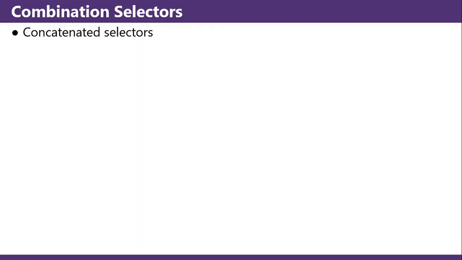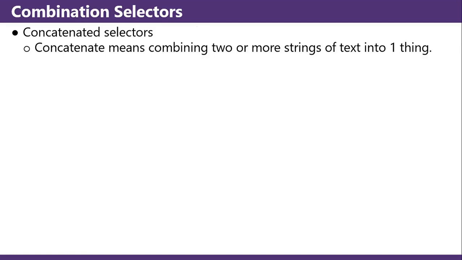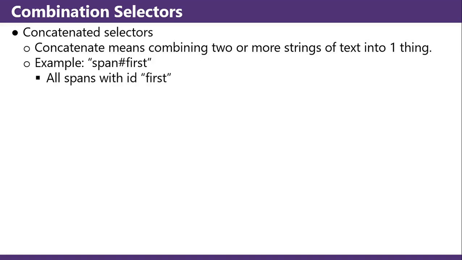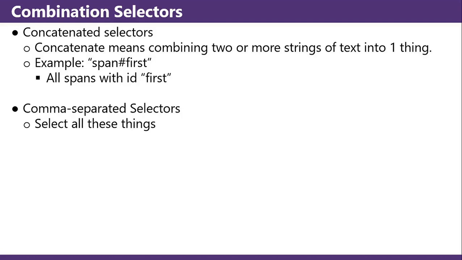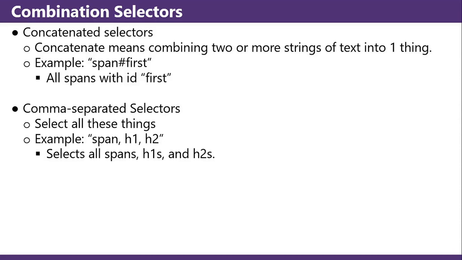Combination selectors, concatenated selectors. Concatenate means combining two or more strings of text into one thing. Example, span hash first. All spans with the ID of first. Comma separated selectors. Select all these things. Span, comma, H1, comma, H2 selects all spans, H1s, and H2s.